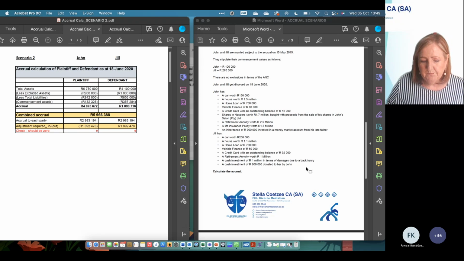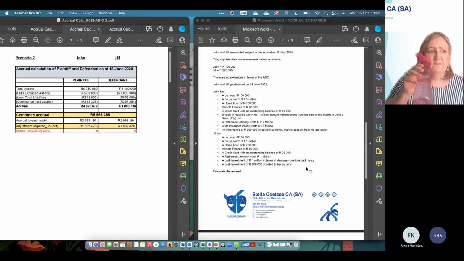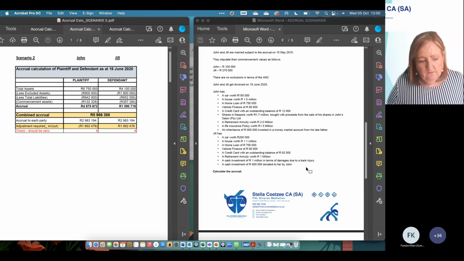Absolutely spot on. Eloise asks, Mervyn, under scenario 2, why is John's 900K inheritance excluded? I'm asking because I usually exclude inheritances in the ANC. Spot on, Eloise. I think in most ANCs, you will exclude inheritances. However, if you have a look at Section 5.1 of the Matrimonial Property Act, ex lege, an inheritance is excluded.